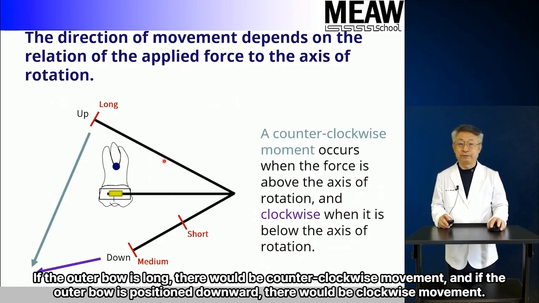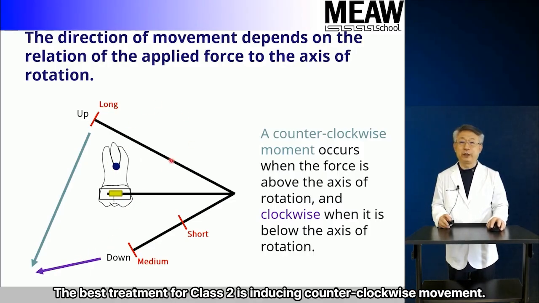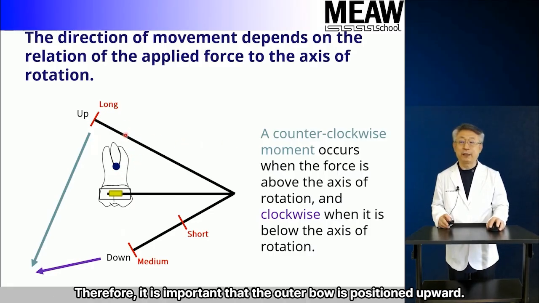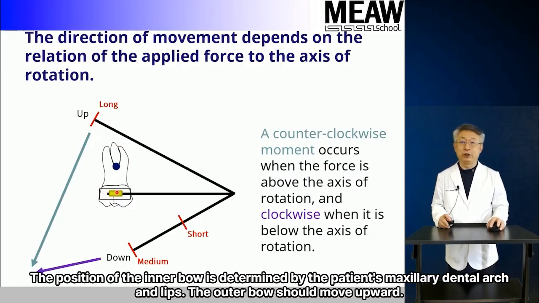If the outer bow is long, there would be counterclockwise movement, and if the outer bow is positioned downward, there would be clockwise movement. The best treatment for Class 2 is inducing counterclockwise movement. Therefore, it is important that the outer bow is positioned upward. The position of the inner bow is determined by the patient's maxillary dental arch and lips. The outer bow should move upward.